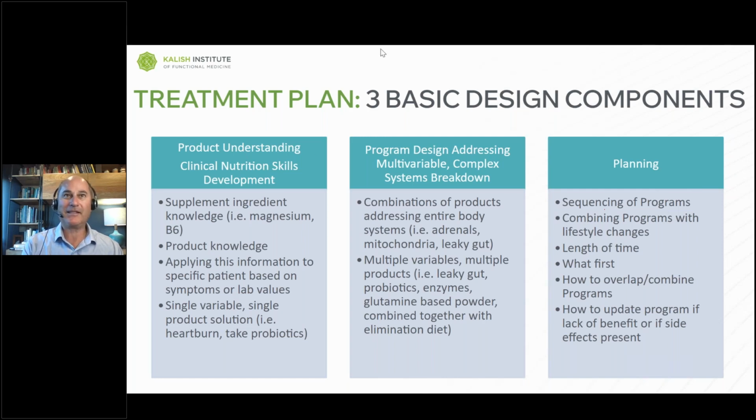So these are the design components that you just need to have. One is product understanding. So what does that mean? That means you really need to know a lot about magnesium, B6, calcium. You need to know a lot about potassium. You need to know the ins and outs of folate, B12. I mean, there's a lot of nutrients that you just have to nail the understanding of.